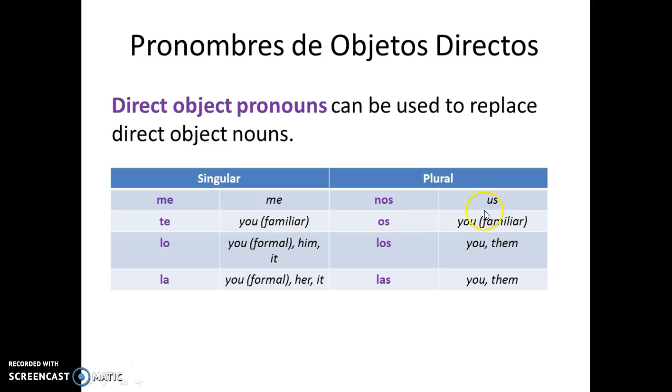Nos means us. Os means you in a familiar sense for a group of people. Los means you for a group of people that is masculine, and also means them for a masculine subject. And las means you or them for feminine nouns. So make sure you are matching your lo, la, los and las with the correct gender and number for your subjects.